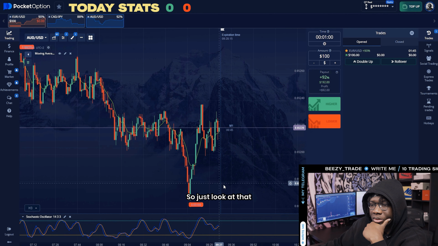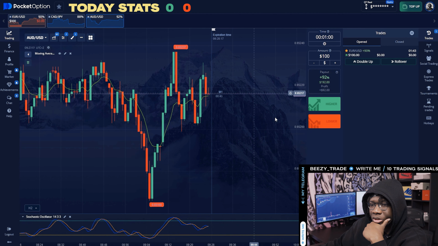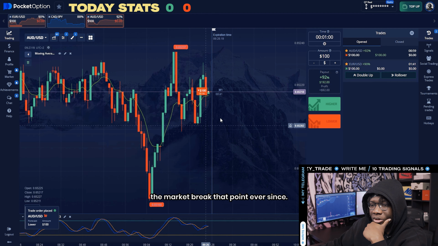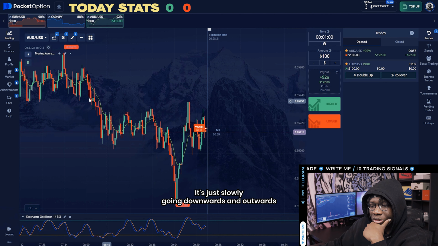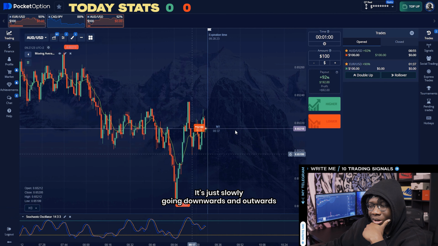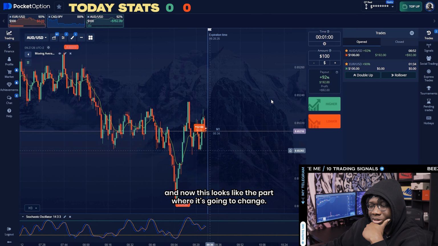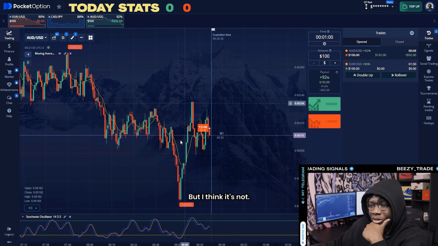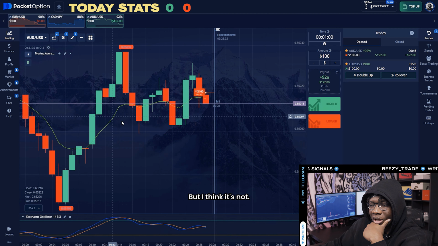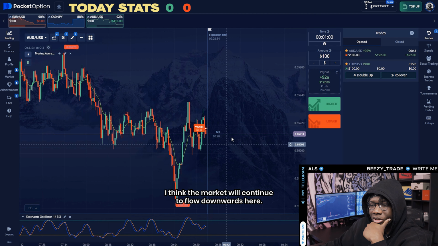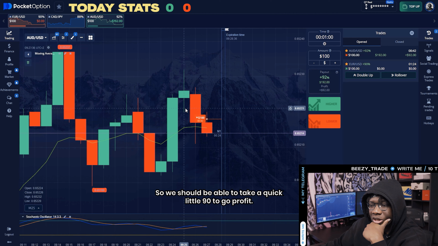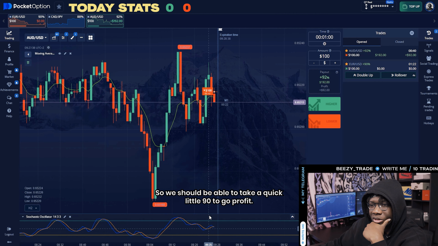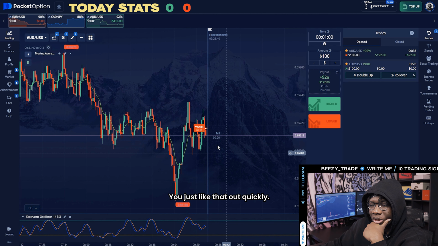So let's look at that. We don't see the market break that point ever since. It's just slowly going downwards and downwards and downwards. And this looks like a point where it's going to change, but I think it's not. I think the market will continue to flow downwards here. So we should be able to take a quick little $92 profit, being able to snipe that out quickly.